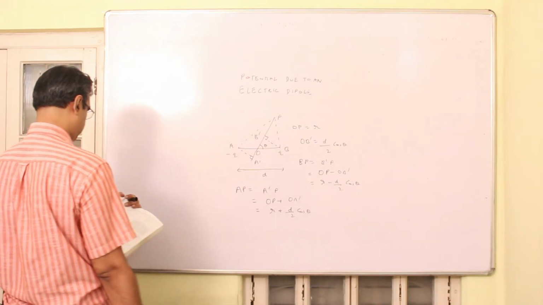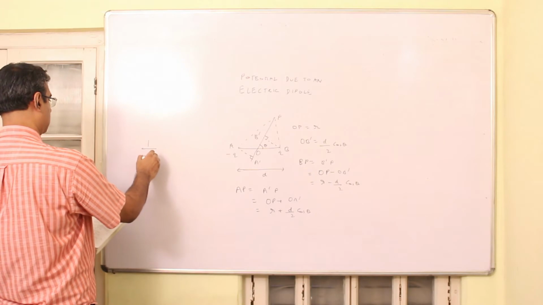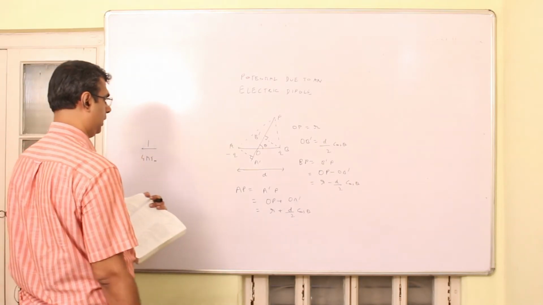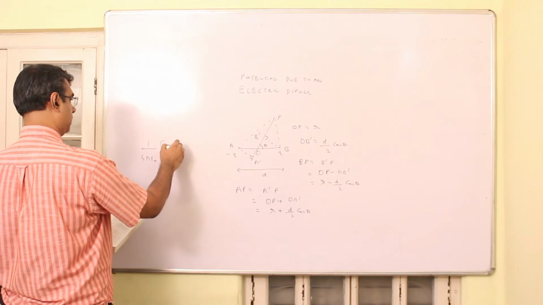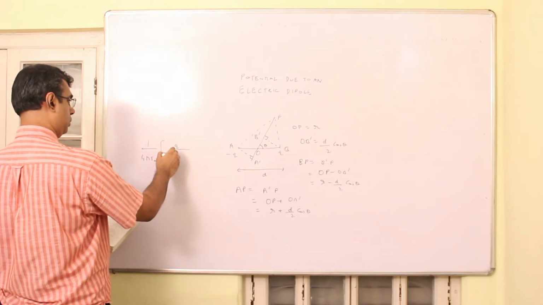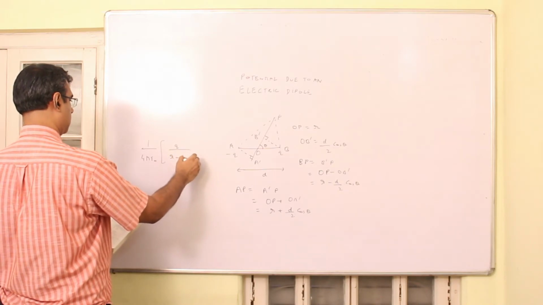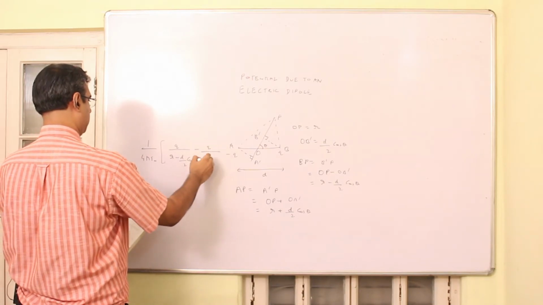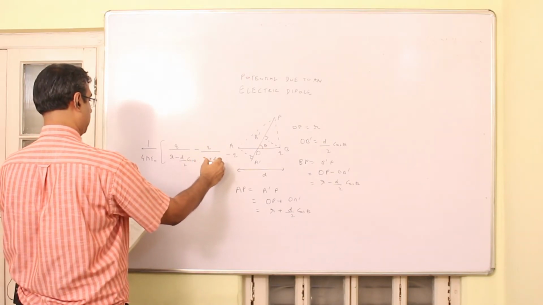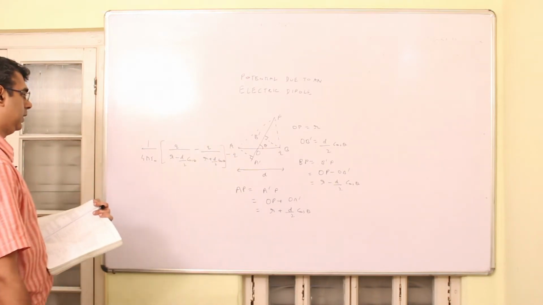So we know BP, we know AP. So therefore the potential at the point P will be 1 by 4 pi epsilon naught, Q divided by R minus half D cos theta, minus Q divided by R plus half D cos theta.